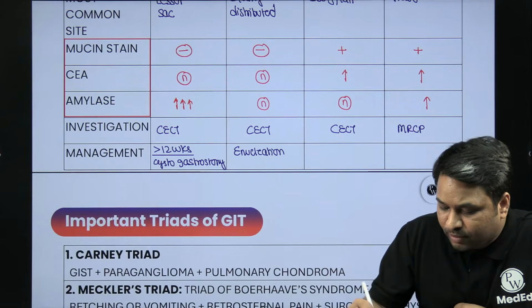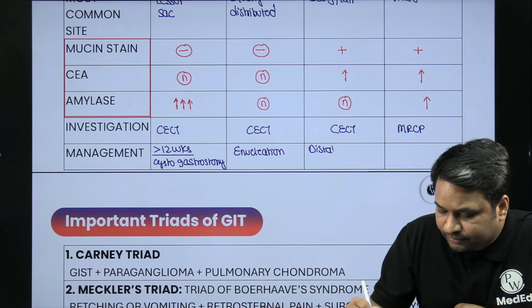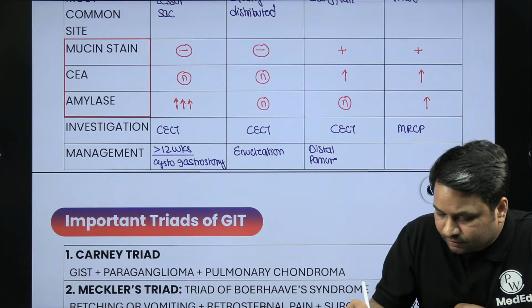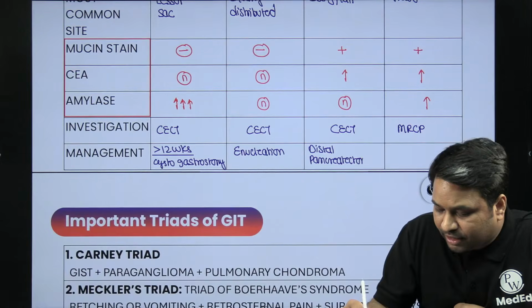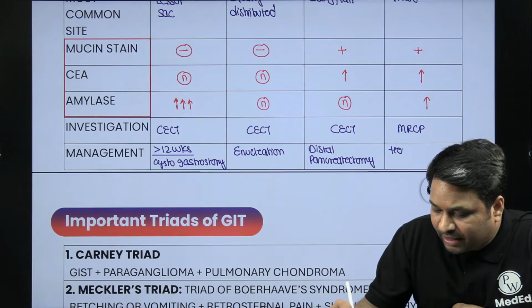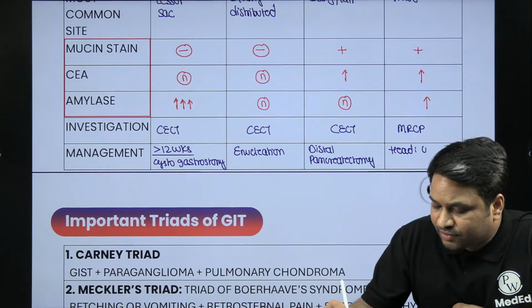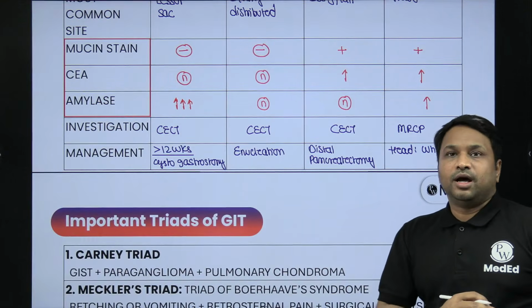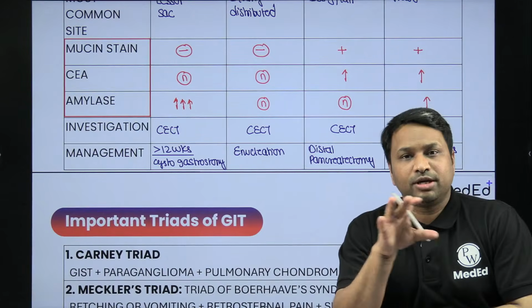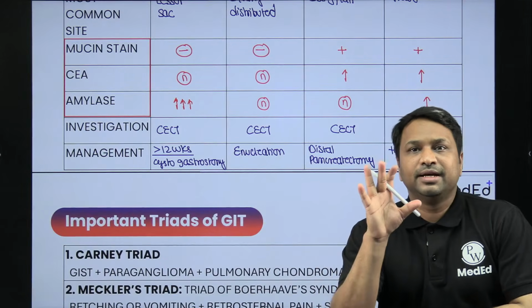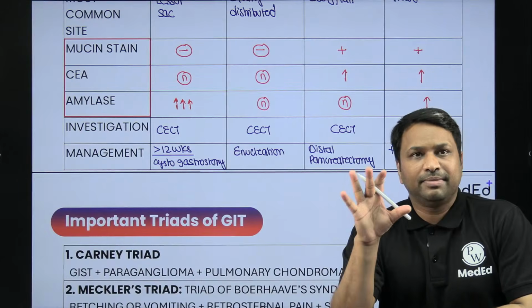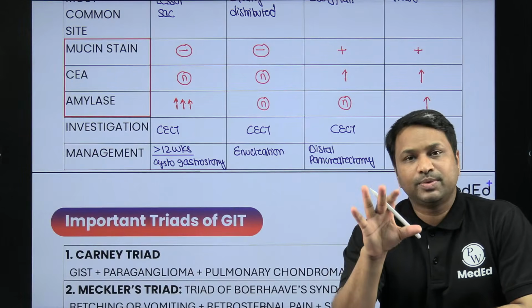For mucinous adenoma, it is distal pancreatectomy. For IPMN, especially if it is in the head of the pancreas, we prefer doing Whipple's. The maximum malignant potential among all the cystic lesions of pancreas is associated with IPMN.